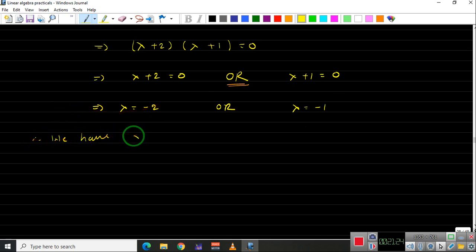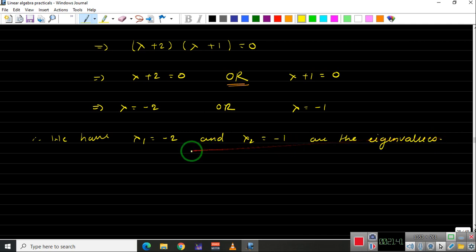Therefore, let us take lambda 1 equal to minus 2 and lambda 2 equal to minus 1. These are the eigenvalues. So we need to find the corresponding eigenvectors. Let us take first lambda equal to minus 2 and then get the corresponding eigenvector.